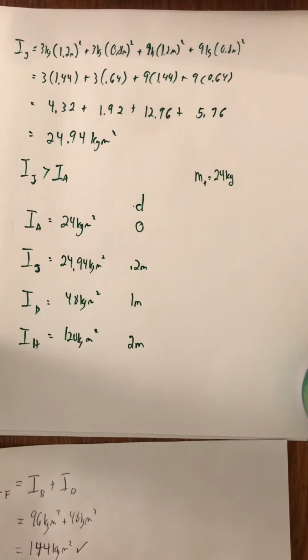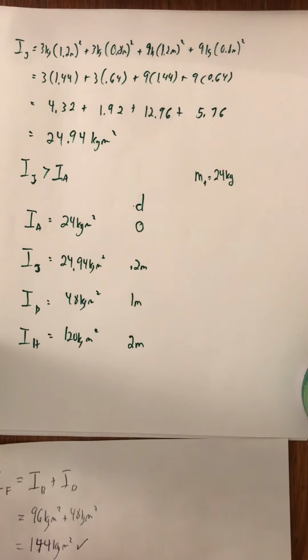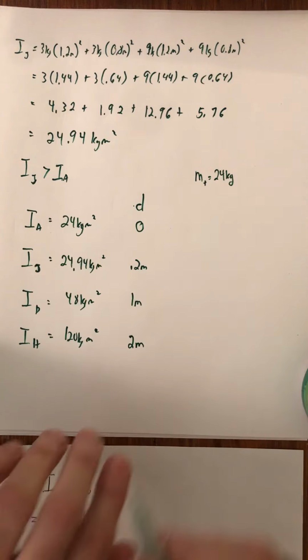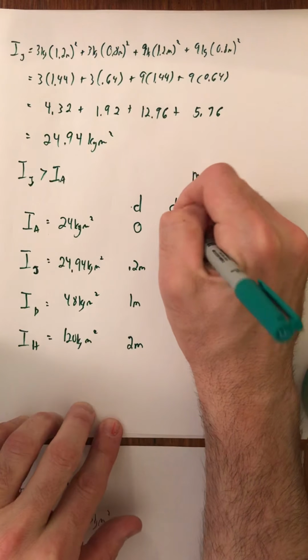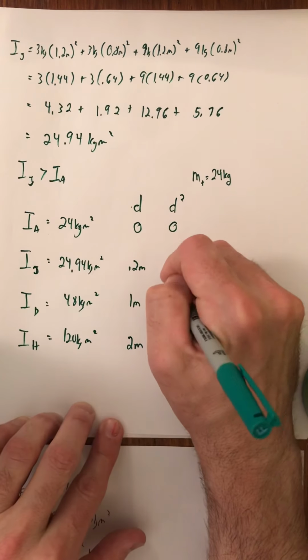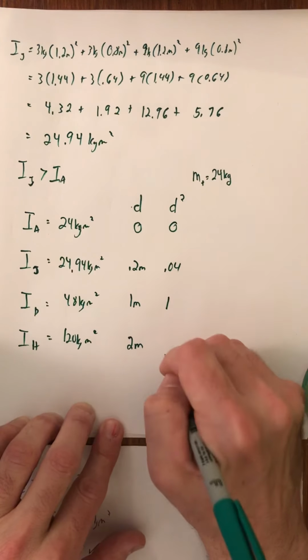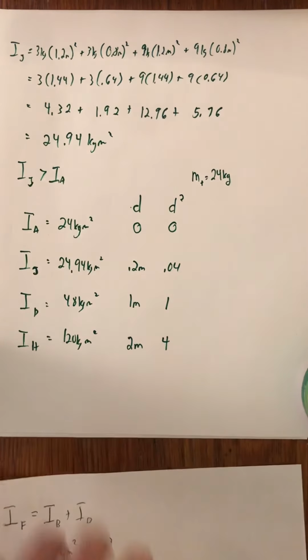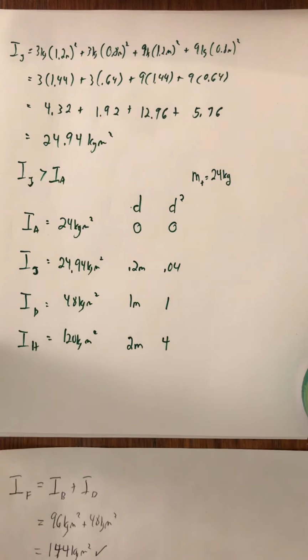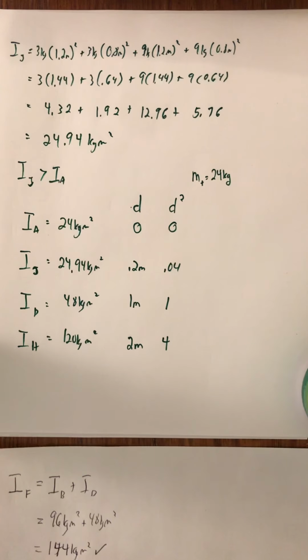Okay, if you're back, I'm going to give you another hint. Every time we've dealt with a distance in this, we've squared it. So let's look at d squared. 0, 0.04, 1, and then this is 4. Maybe try that. Stop and figure it out.